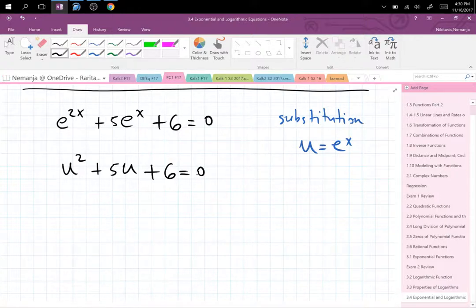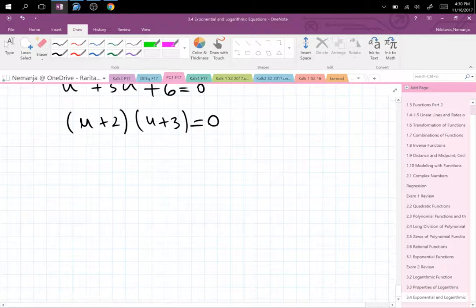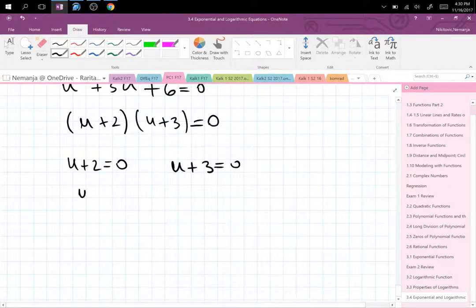And now the problem is transformed into a basic quadratic. You can factor this, right? What are the factors here? u plus 2, u plus 3 equal to 0. You solve each one of these using zero product rule, right? So u is -2 and u is -3.